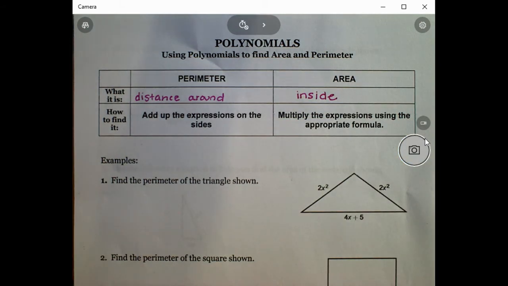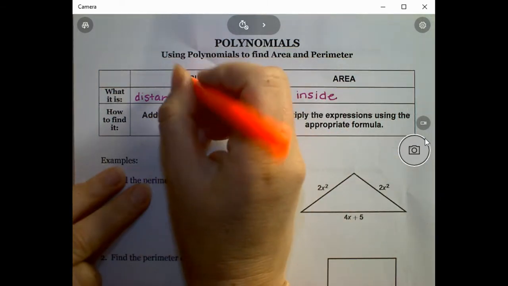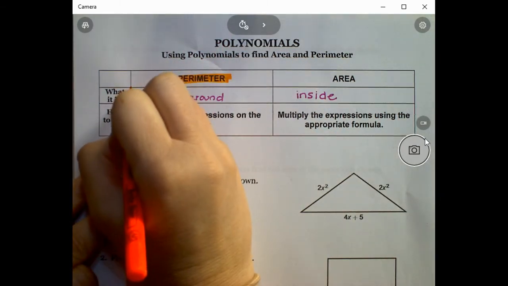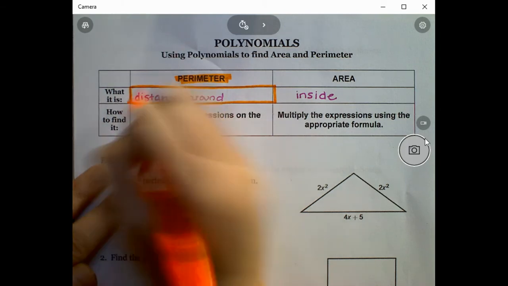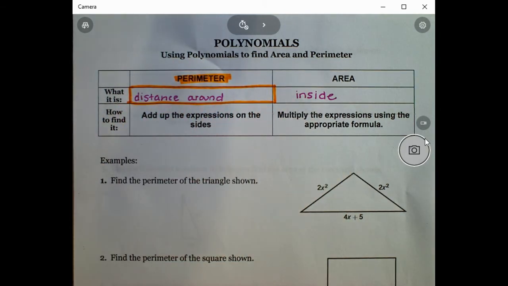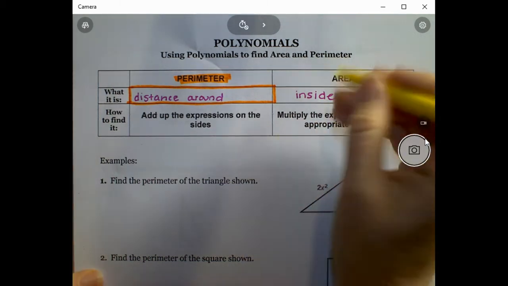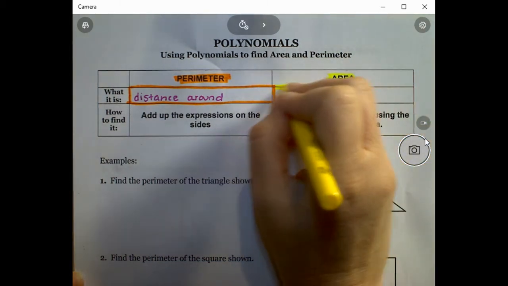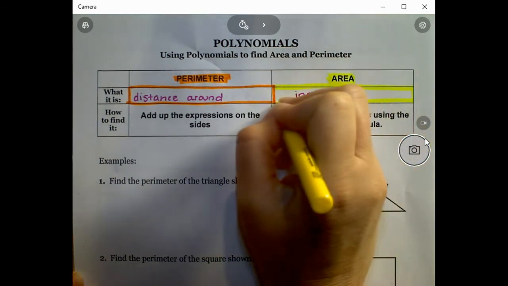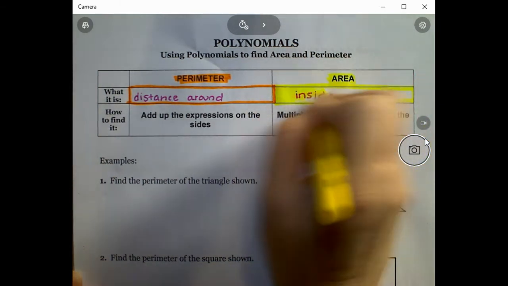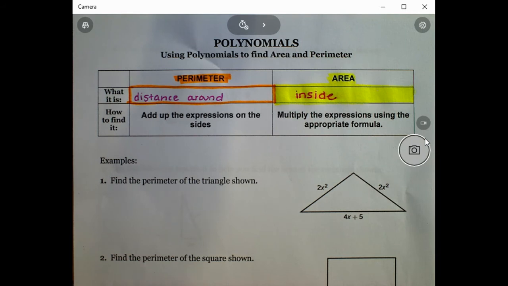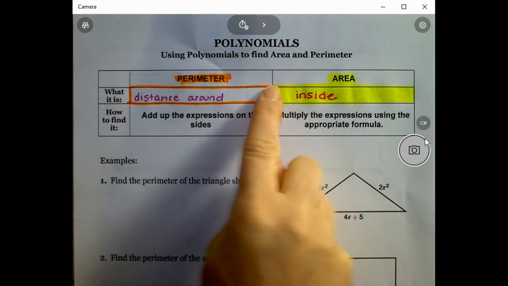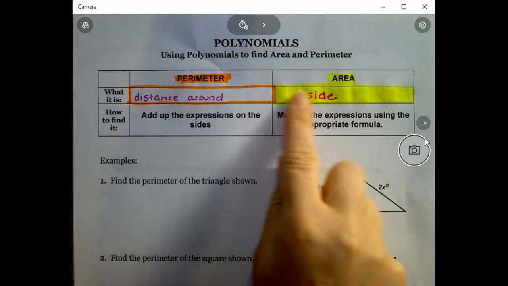So let me show you this. Perimeter would be how far around this box. Like we could measure that, right? You could take a ruler and measure all 4 sides and add them up. That's perimeter. Area is different. It would be how much space is in this box. Okay, so hopefully that helps you see the difference between perimeter and area. Perimeter, distance around it. Area, inside.